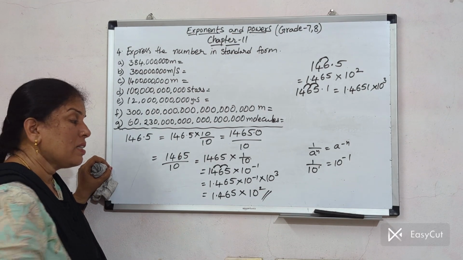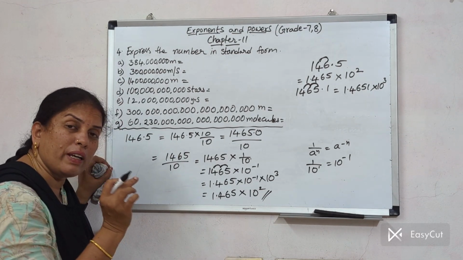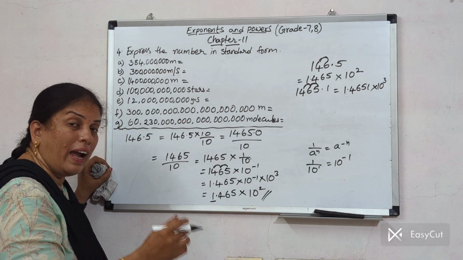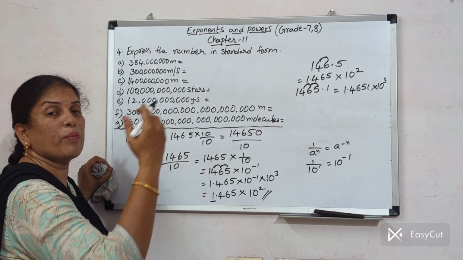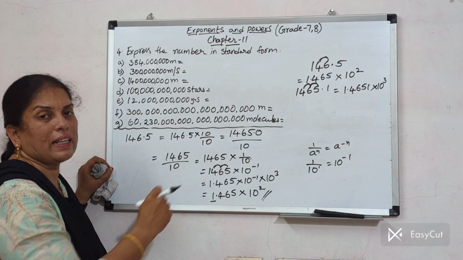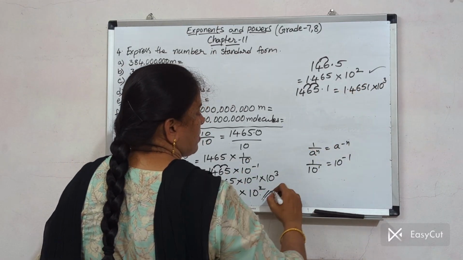What I told you? Standard form means the digit before the point must be greater than 0 and less than 10. Is it there or not? Yes. And you must write in power of 10, 10 to the power of 1 or 10 to the power of 2. 2 is there. Is this a standard form? Like this we must write. All of you understood, children? See, you got the same answer.